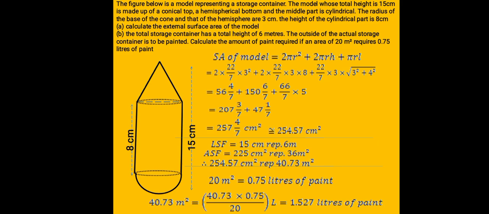Now, here we go. We ask ourselves, if 20 meters square requires 0.7 liters of paint, what about now the whole area of 40.73? We relate and cross multiply, we find that the whole model will require at least 1.527 liters of paint.